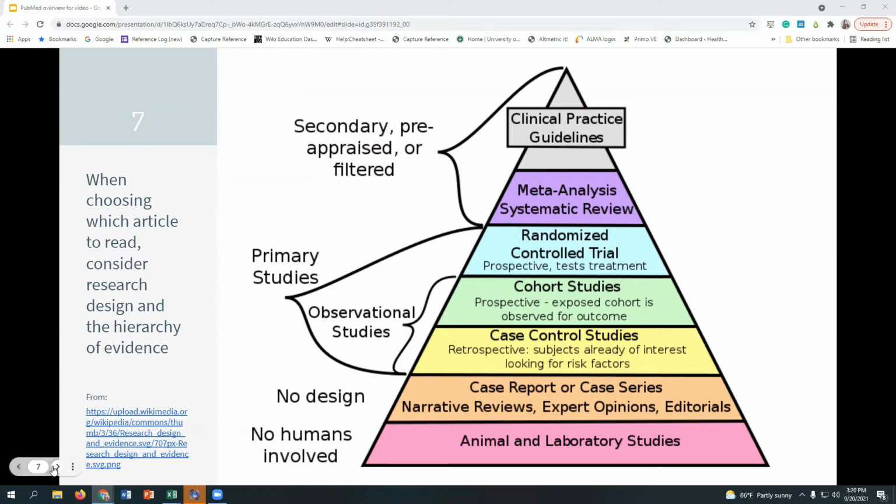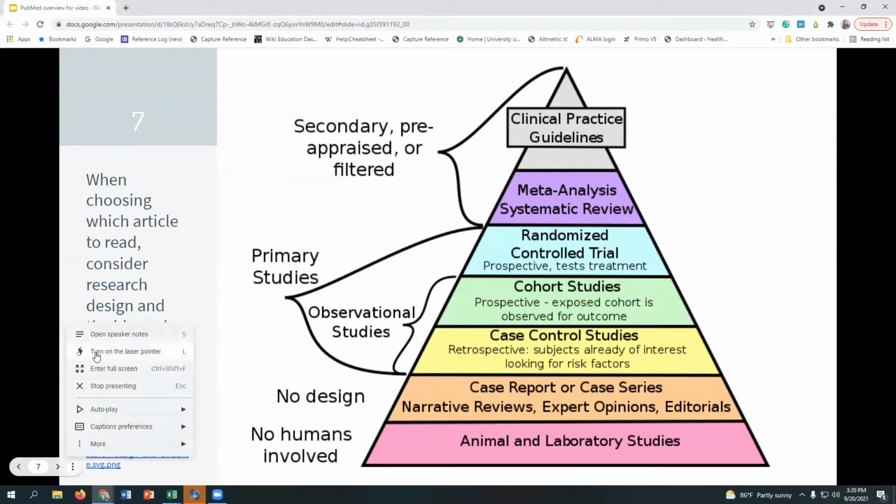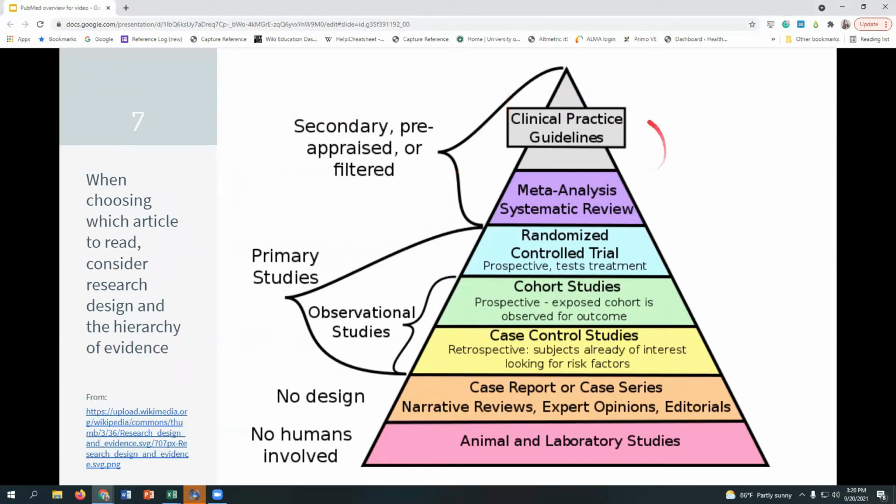So at the top of the pyramid here, we have our clinical practice guidelines, meta-analyses, systematic reviews. So these are pre-appraised articles and sources. So the clinical practice guidelines, you can think of that as there's a group of clinicians and they've come to the conclusion on what treatments should or should not be used. They essentially are presenting you with an answer.